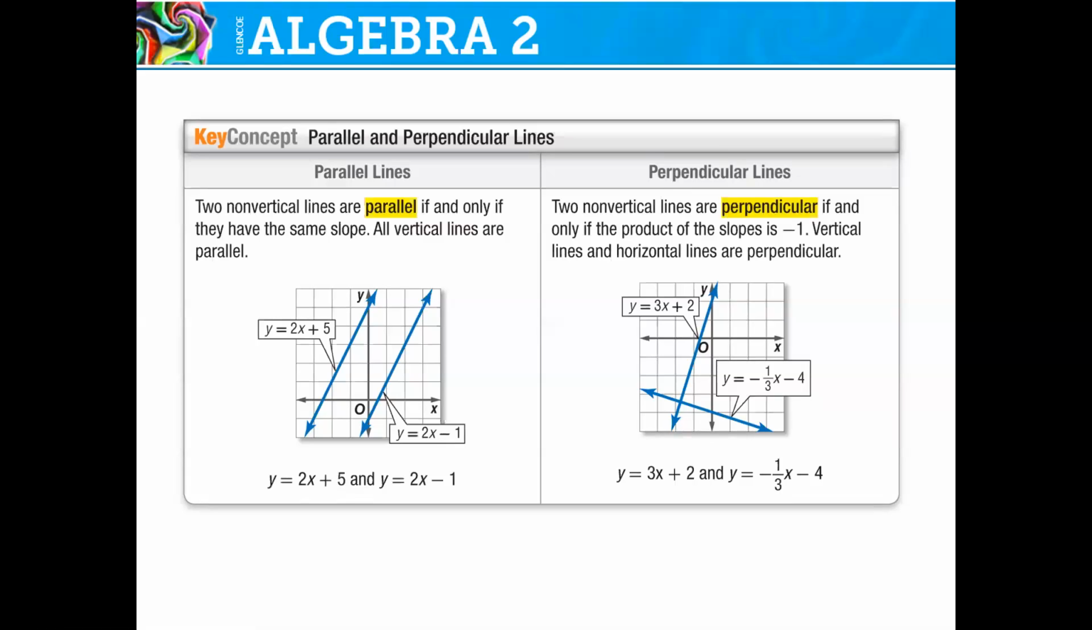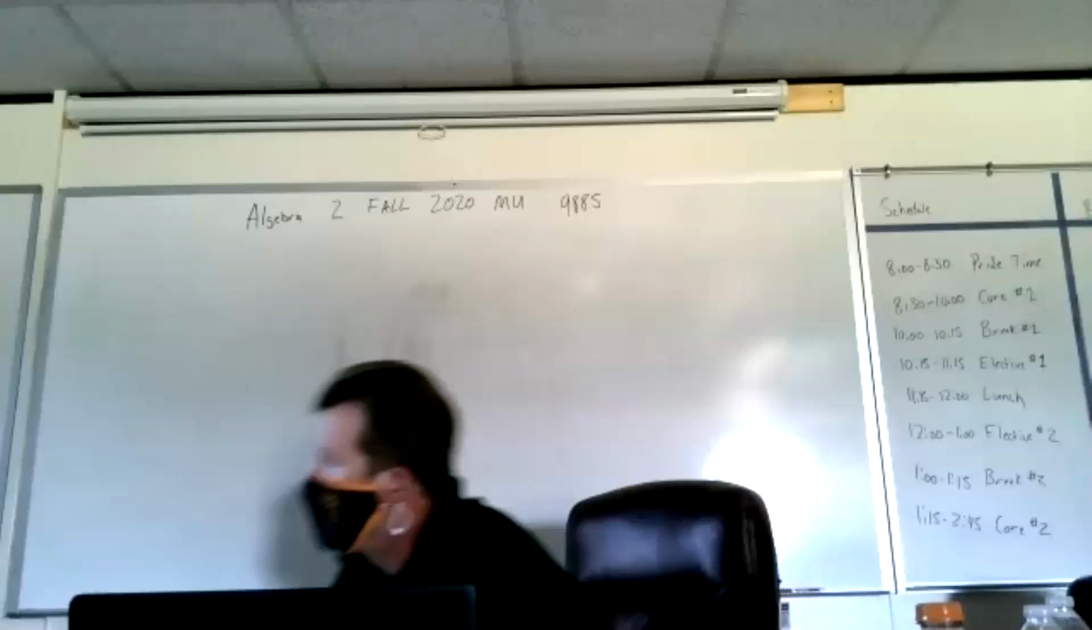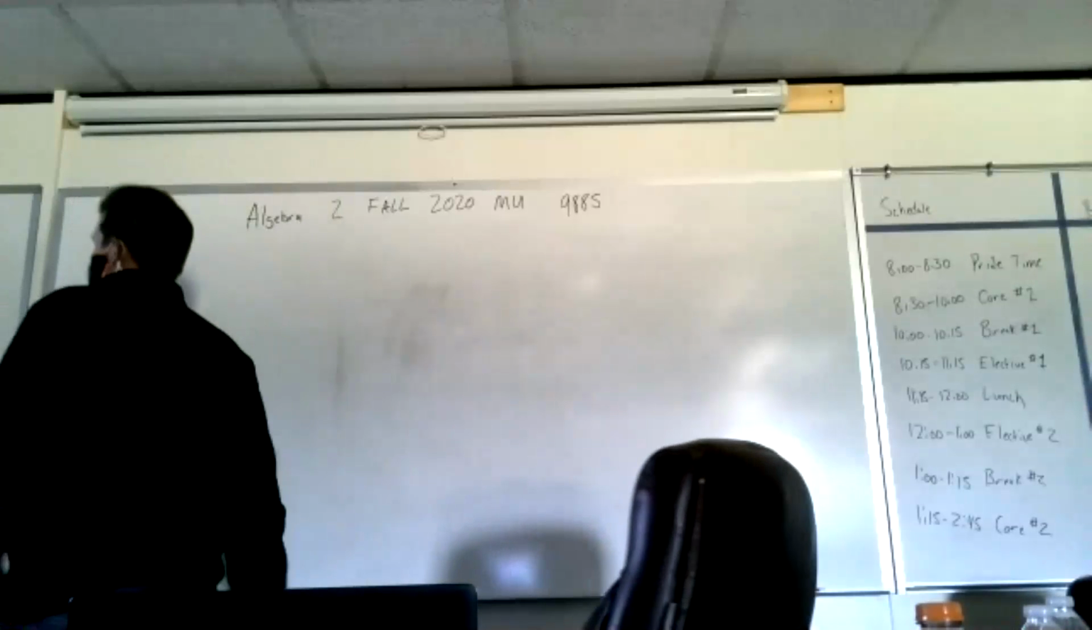So now we're off to perpendicular lines. Perpendicular lines occur if and only if the product of the slopes is -1. In other words, we want the opposite reciprocal. Here we have y equals 3x plus 2, so positive 3 is our slope. And here we have y equals -1/3 x minus 4. -1/3 and 3 are opposite reciprocals. If we were to multiply those, they would equal -1.